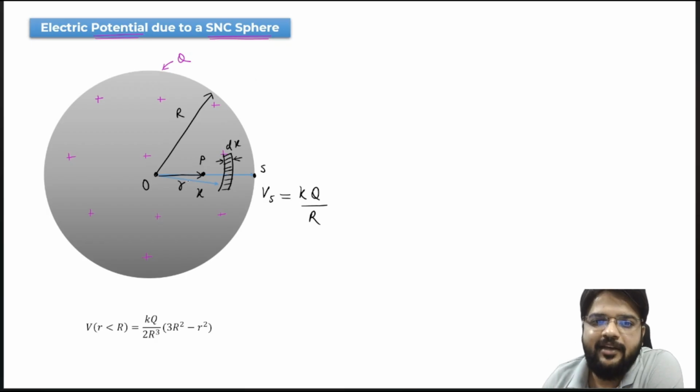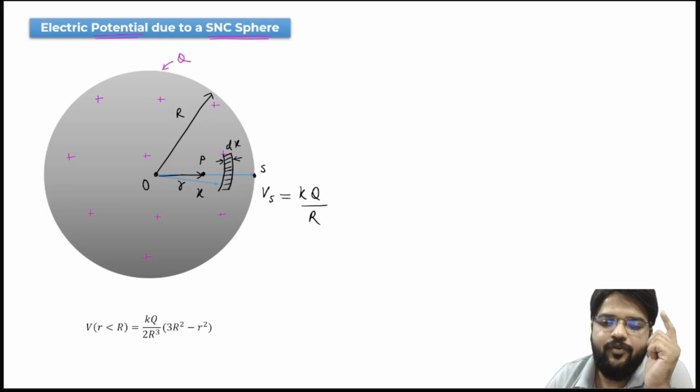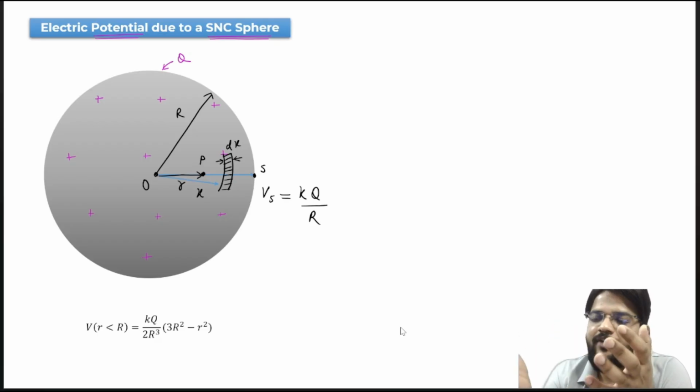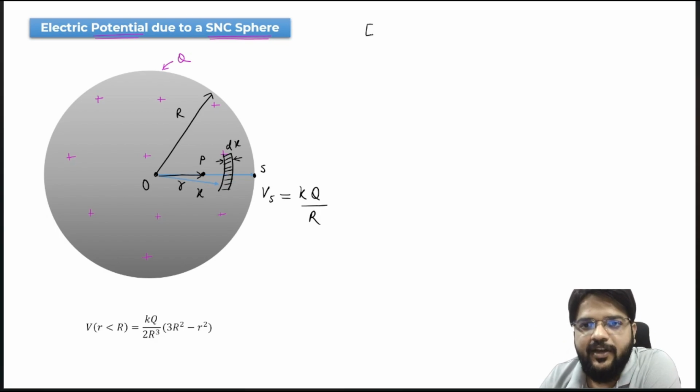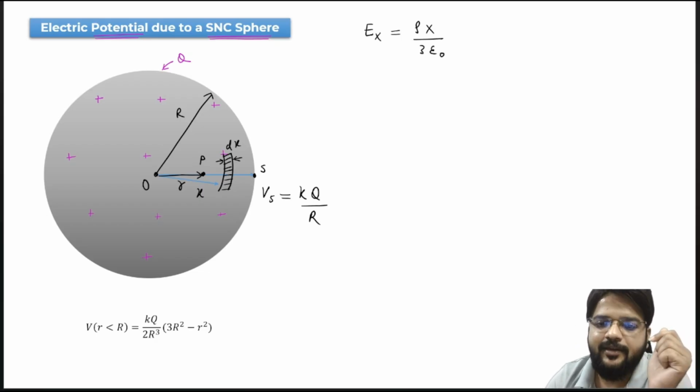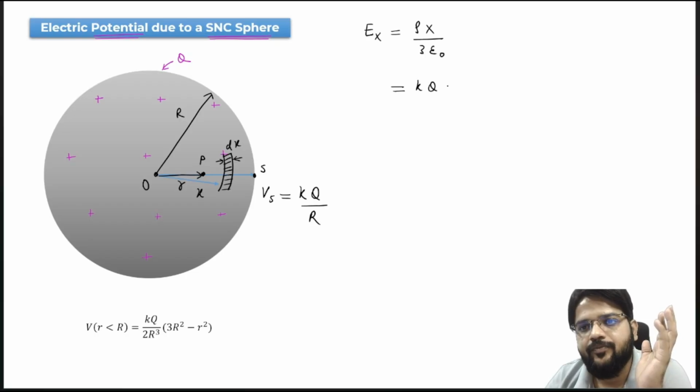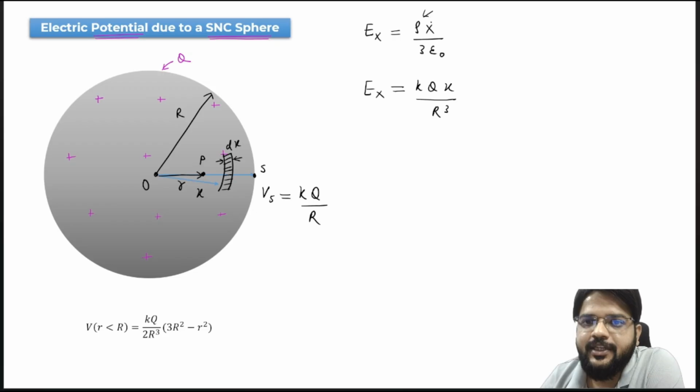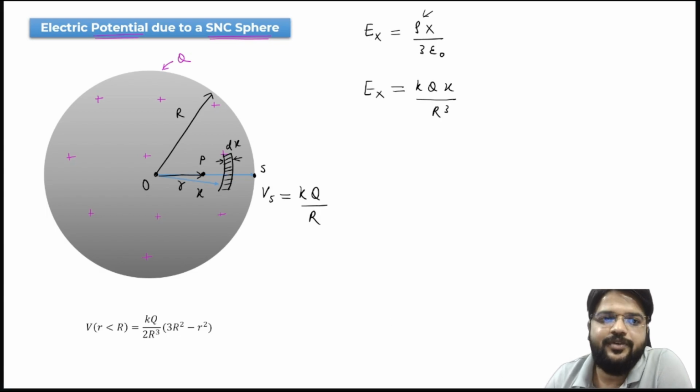So the electric field at x distance from the center, we know the formula already, everyone: it is rho x by 3 epsilon naught. Inside a solid non-conducting sphere, the electric field at r distance from the center is rho r by 3 epsilon naught. Here the distance is x, so it is rho x by 3 epsilon naught. If I write this electric field in the form of charge, it can be written as kq x by R cube also. So in the form of charge density it is rho x by 3 epsilon naught, and in the form of charge it is kq x by R cube. Both things we know, everyone.